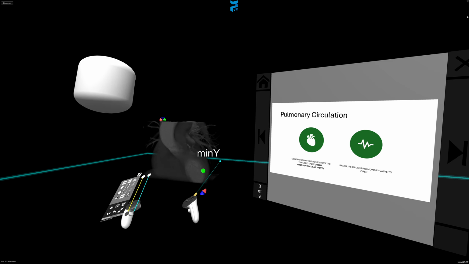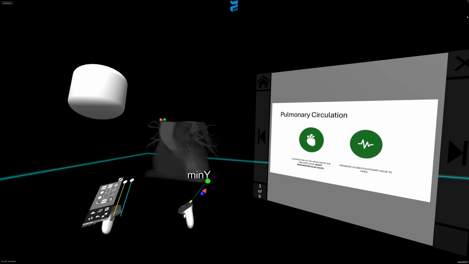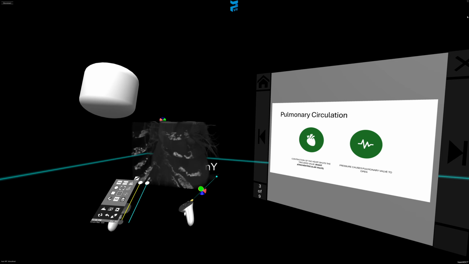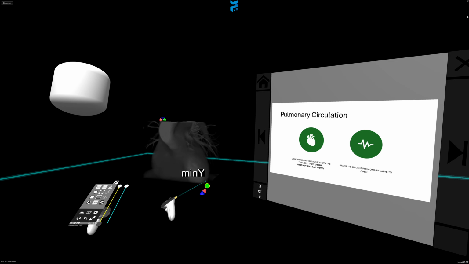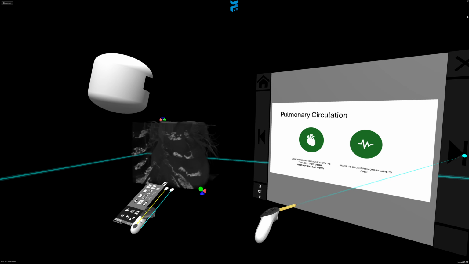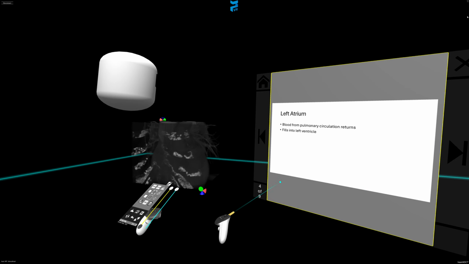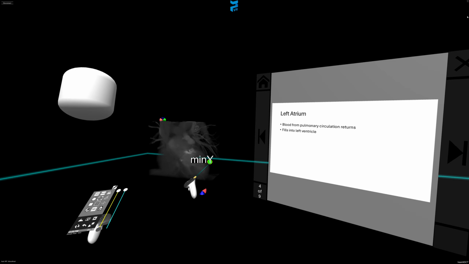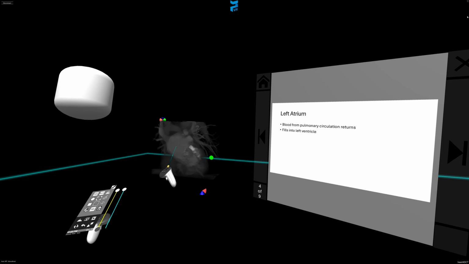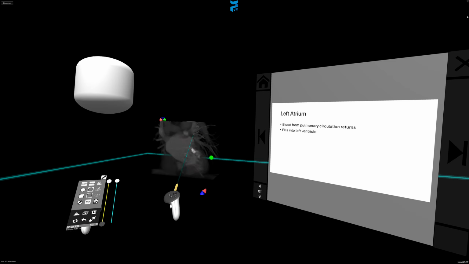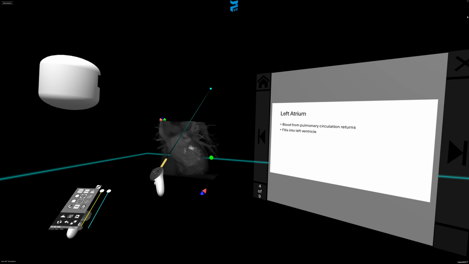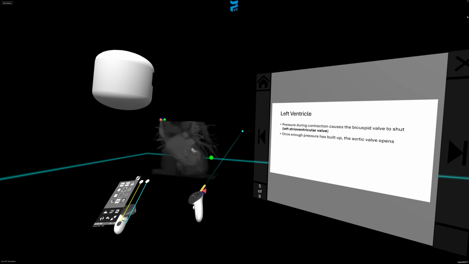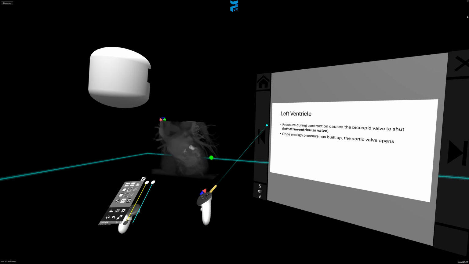Pressure continues to build until enough pressure has been generated, and then the pulmonary valve will open, forcing that blood from the right ventricle into pulmonary circulation. Once blood has undergone pulmonary circulation and become oxygenated, it will fill into the left atrium. We can see the left atrium generally right about here. The left atrium fills from that pulmonary circulation with oxygenated blood, and it will fill into the left ventricle. It fills across a valve known as the left atrioventricular valve, which also is called the bicuspid valve.